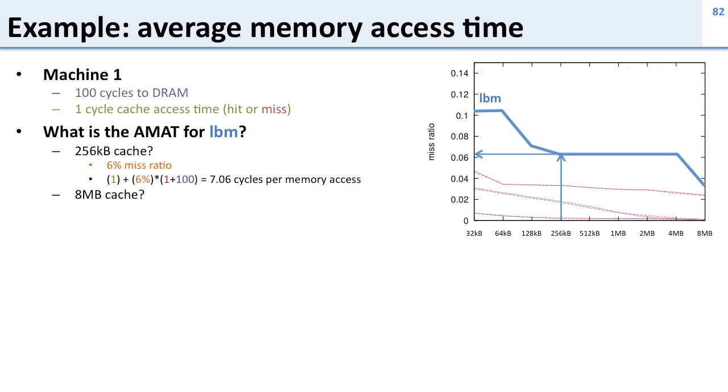How about if we had an 8 megabyte cache? With an 8 megabyte cache, our miss ratio goes down to 3%. So here we're going to have an average memory access time of only 4 cycles per memory access, or just about half as much.